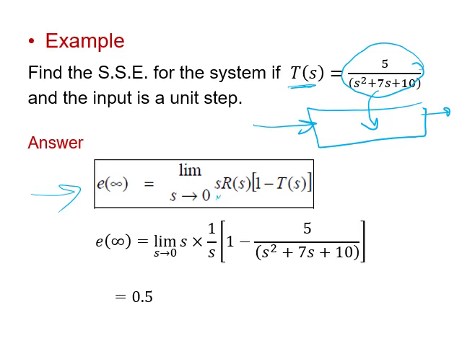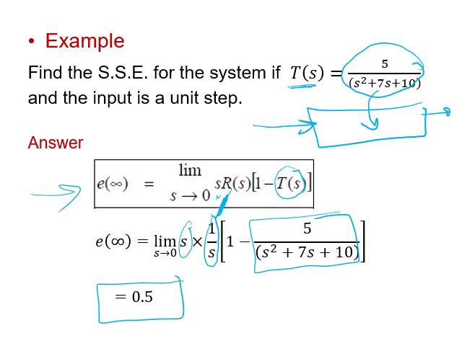Let us substitute. It's going to be S times 1 over S, since the input R(S) is 1 over S, a unit step, times 1 minus T(S), which is the transfer function shown here. So we will evaluate it. When we evaluate it, we find that the limit is equal to 0.5. The limit means the error, the steady state error at infinity, equals 0.5.